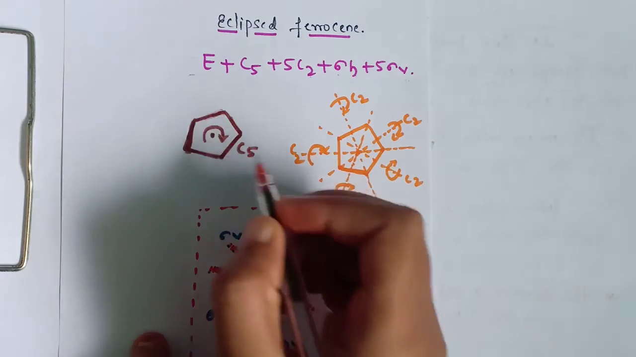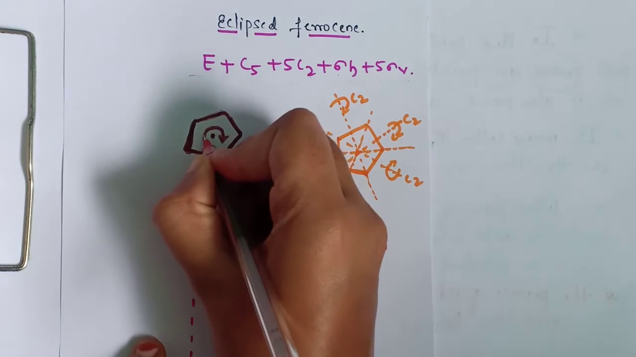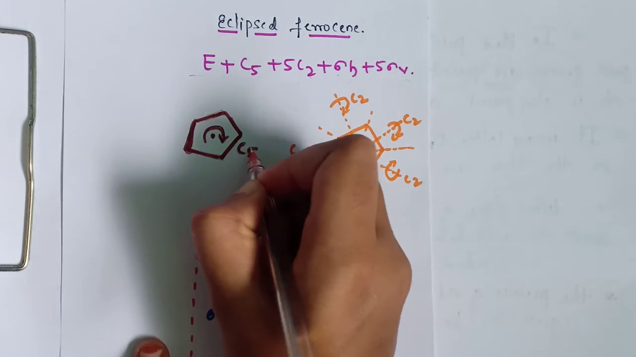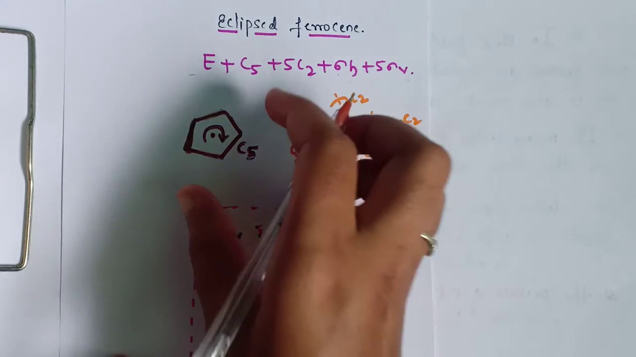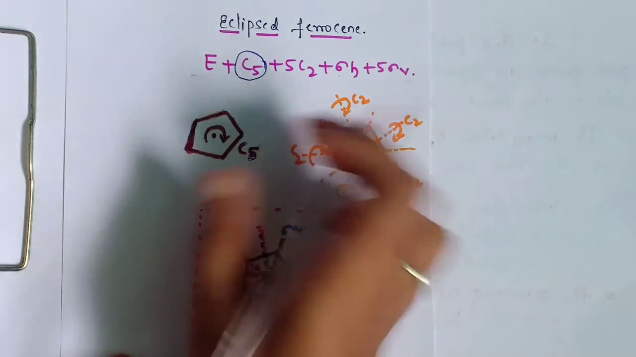Eclipsed ferrocene. Now here is the principal axis, and if we rotate this by the C5 axis of symmetry, we will get a congruent configuration. So here the C5 is obtained in this eclipsed ferrocene.